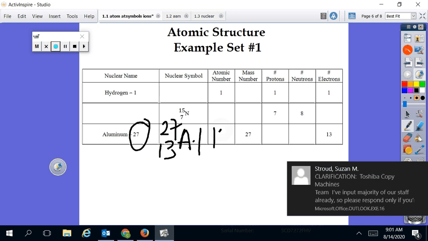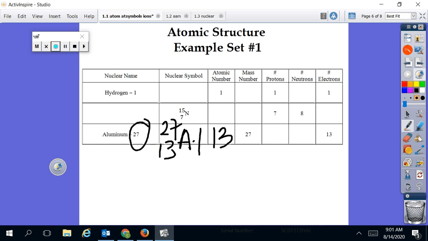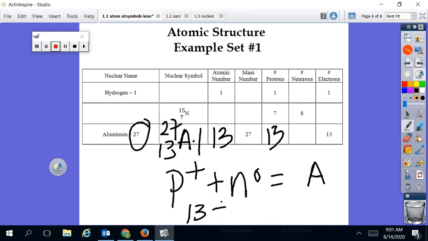So once again, our atomic number, which you can get from the periodic table, is 13. Mass number 27. Protons is the same as the atomic number, which is 13. Neutrons: remember, protons plus neutrons gives you the weight, which is the mass number. That means 13 plus the neutrons is going to be 27. Do a little simple math, you find that the neutrons will be 14. 13 plus 14 is 27. And then because it's a neutral atom, you have 13 electrons. Okay, so that's an example for neutral.